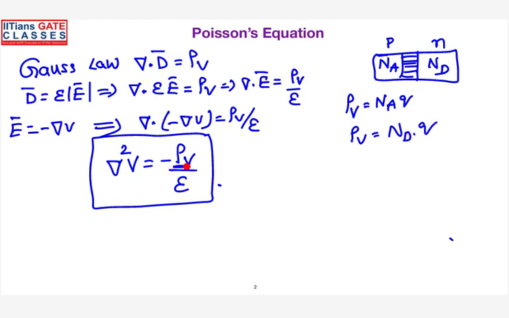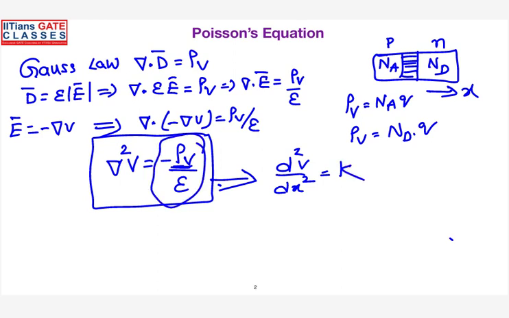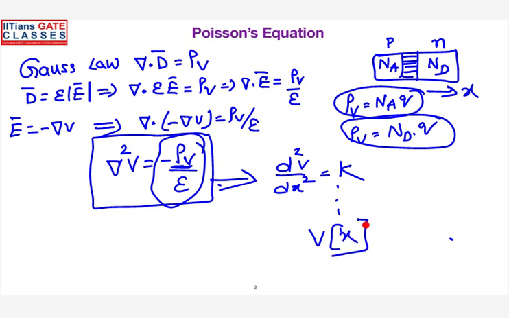Once you know the value of rho V, and let us say the potential varies in the x direction, after solving the Poisson's equation, del square V can be written as d square V by dx square equal to some constant. The value of rho V I have given here on the P side, and this is on the N side. When you solve this, you finally get how the potential varies as a function of distance. That is one of the major applications. But ultimately what the Poisson's equation says is the variation of this potential in a spatial direction.